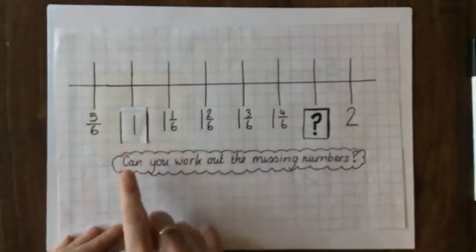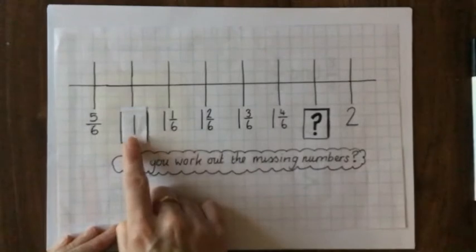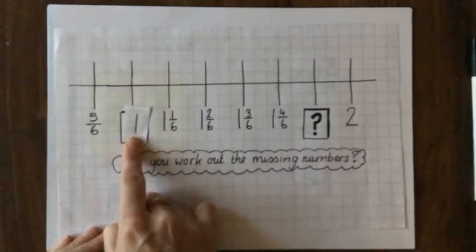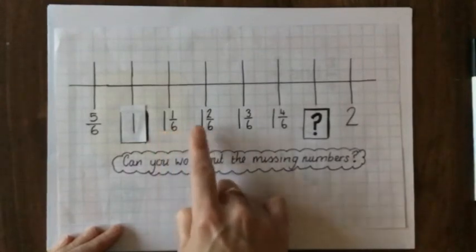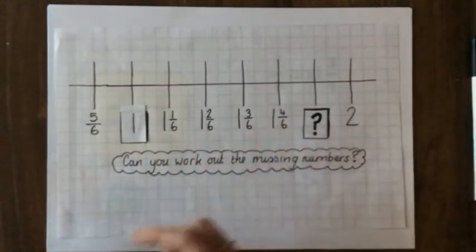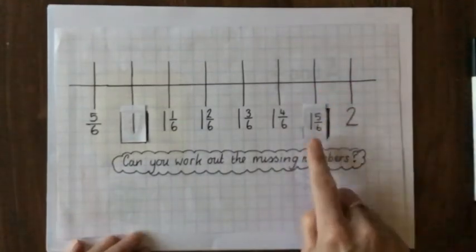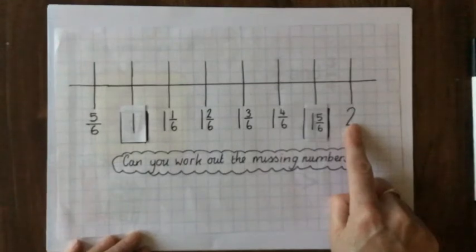So we've got 1. And this number here also gives us a clue because we've got 1 and 1/6. That gives us a clue that this would be the whole number of 1. So moving on, we've got 1 and 1/6, 1 and 2/6, 1 and 3/6, 1 and 4/6, 1 and 5/6, 2, because we wouldn't say 1 and 6/6. So it moves to the whole number of 2.